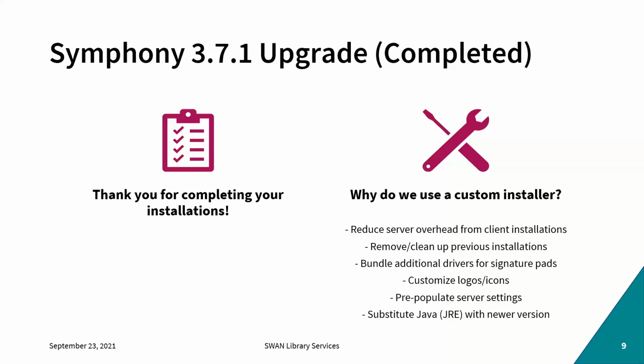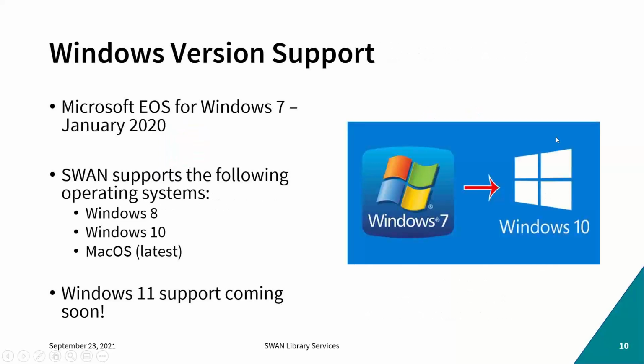And then we didn't do it with the most recent version, but in older versions and future versions, we also substitute the JRE with a newer version. SirsiDynix doesn't always package in the latest JRE, and we're not sure why they do that, but we're continuing to press them on the issue. But we do like to substitute in a newer version that's more stable and more secure. So that is why we run Symphony 371 through our own custom MSI installer.